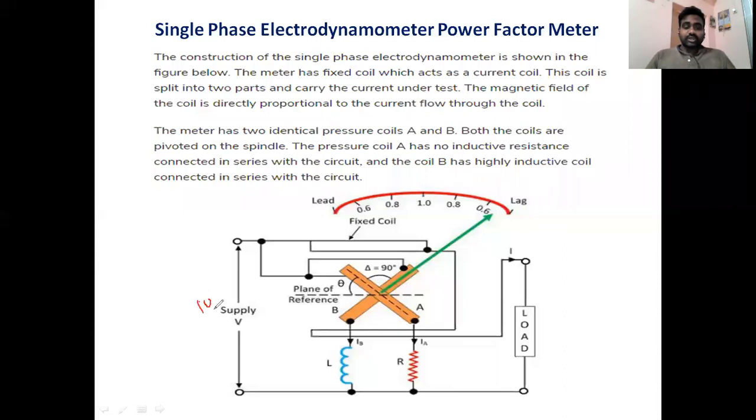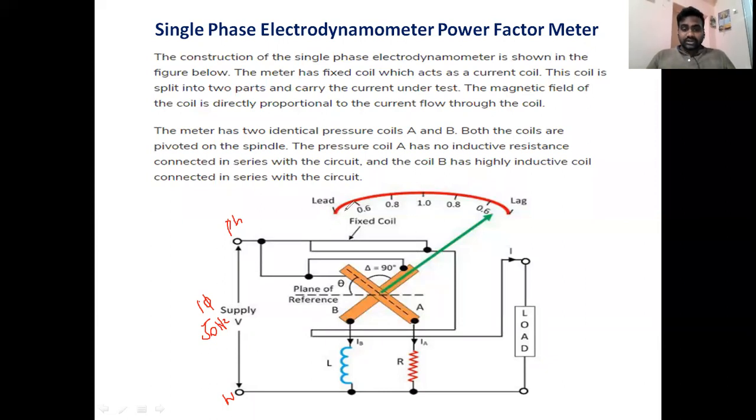This is a single phase supply, and this is a phase connection, and this is a neutral connection. Single phase 50 hertz AC supply. Here we have a single phase supply.